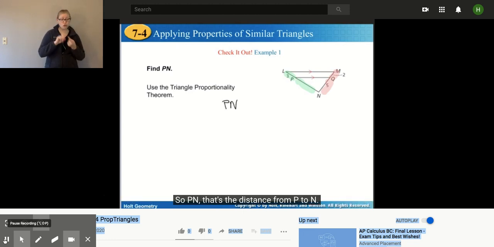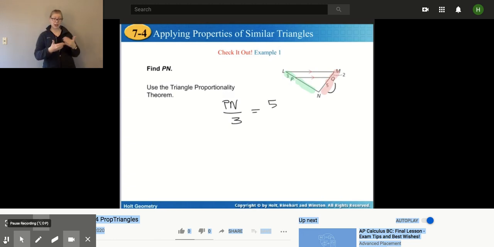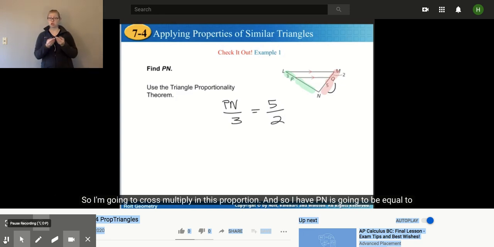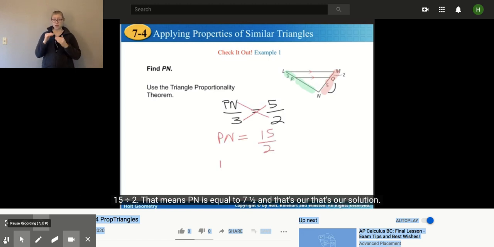So PN, that's the distance from P to N. I'm going to say PN divided by 3. And that's going to be the same ratio as if I take 5 and compare that to 2. We could go the other way around as well. And so now I'm just going to solve this. So I'm going to cross multiply in this proportion. And so I have PN is going to be equal to 15 divided by 2. That means PN is equal to 7.5. And that's our solution.